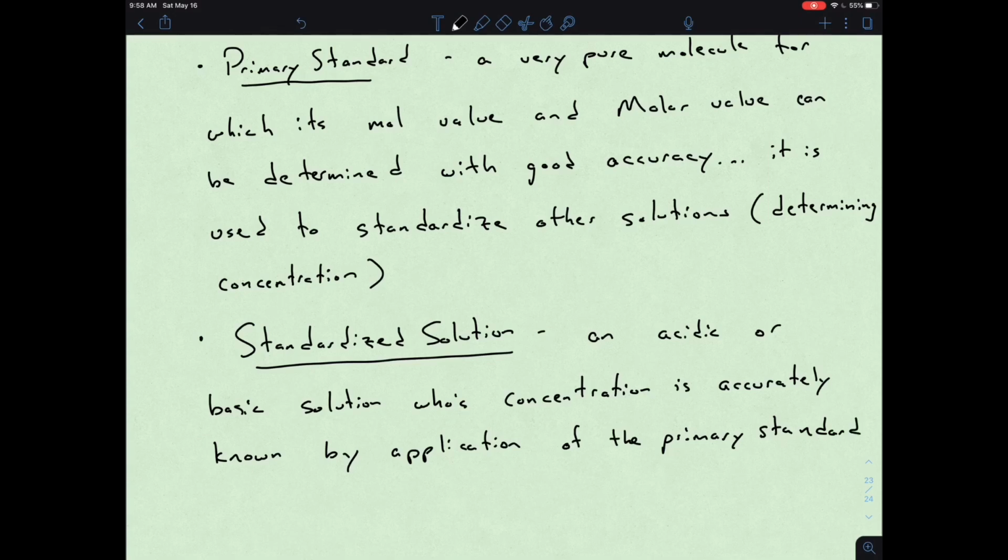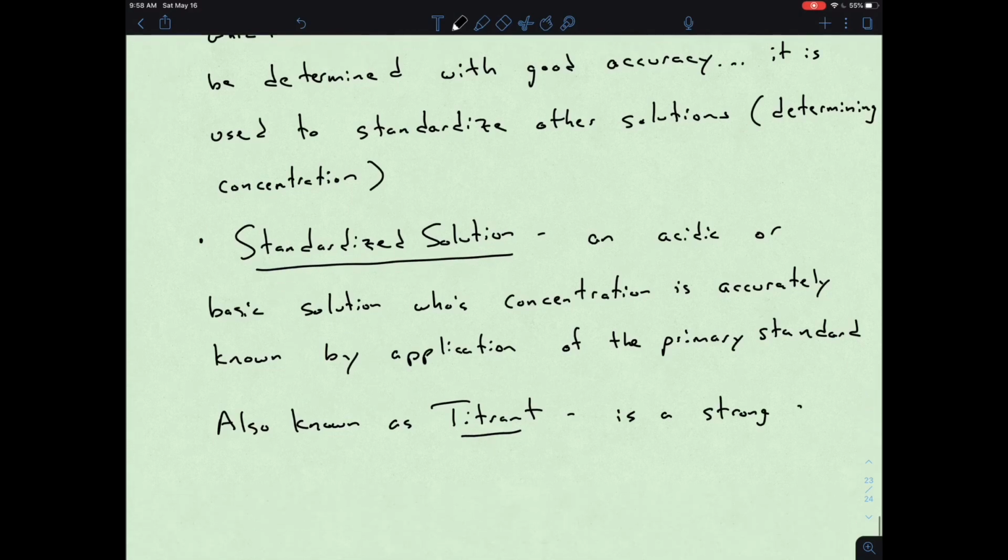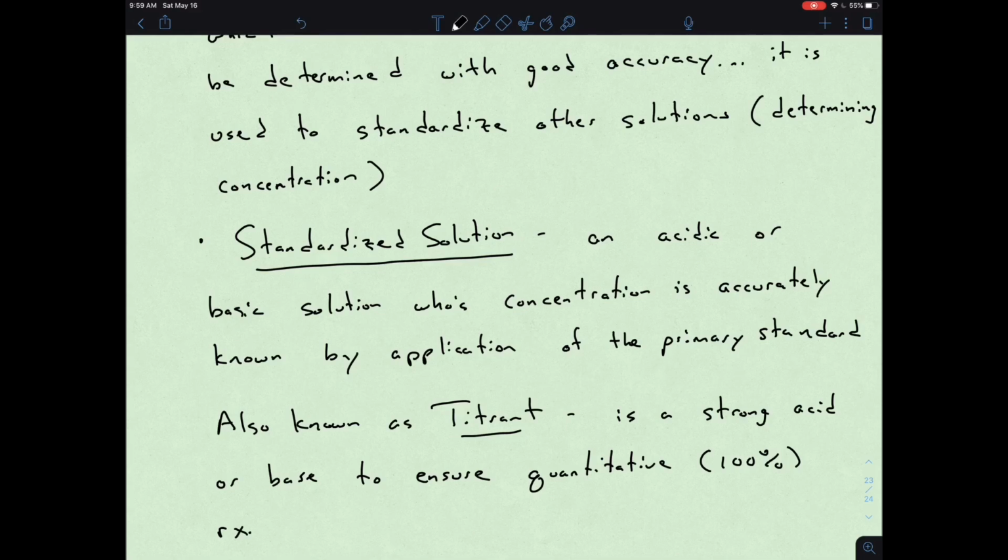So the standardized solution is really called the titrant. Titrant is a strong acid or base to ensure quantitative or 100% reaction conversion.